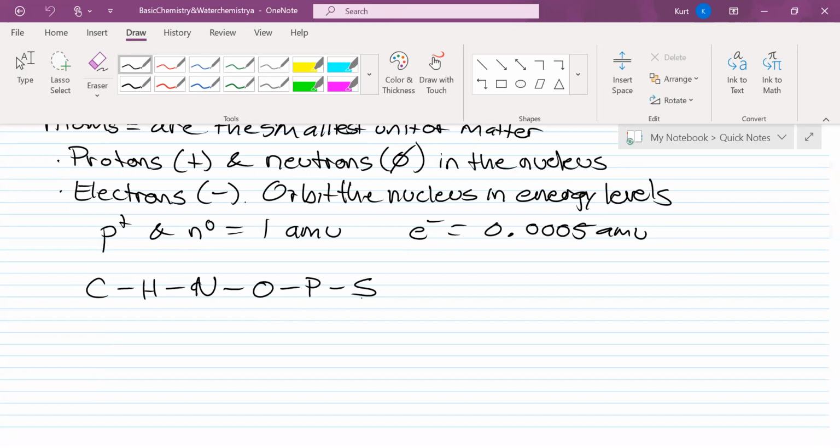Carbon is the big one. All life on this planet is carbon-based. Hydrogen is the most abundant element in the universe. It's the smallest, it's the easiest to bond.